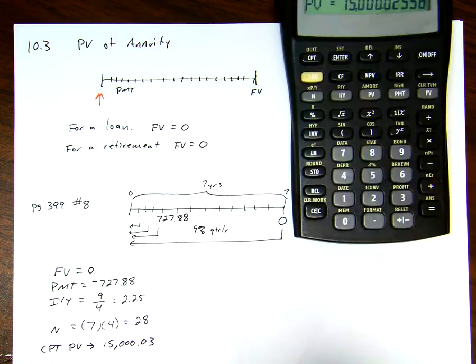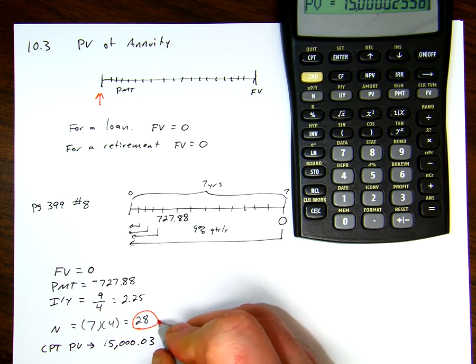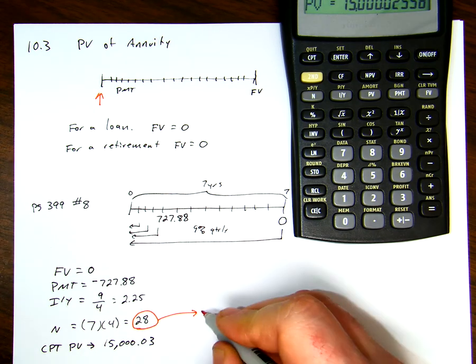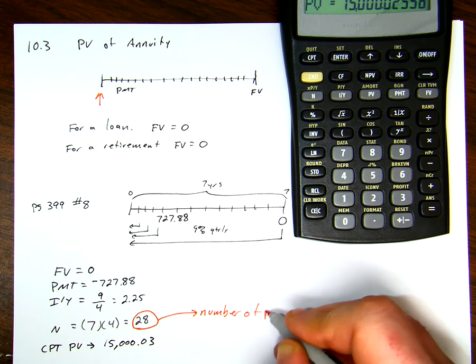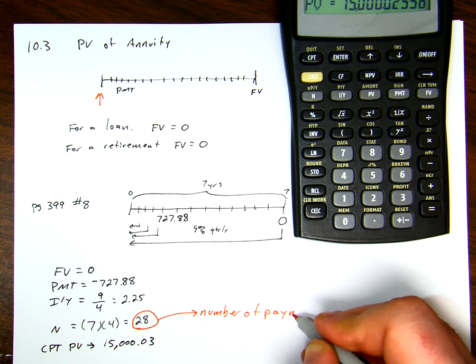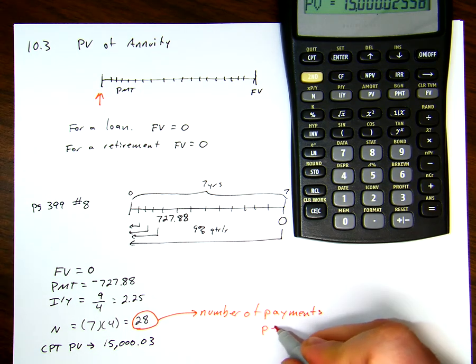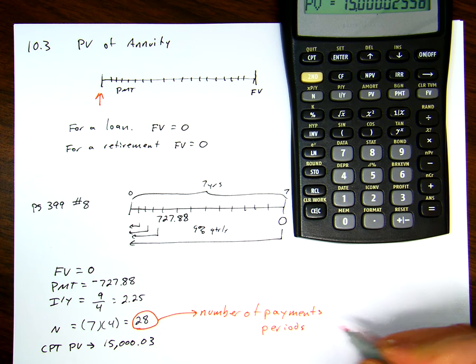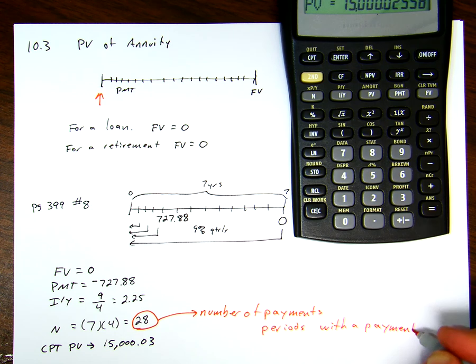What we're going to notice here is this N, this is the number of payments. Number of payments. Okay. It's really the number of periods with a payment each period.